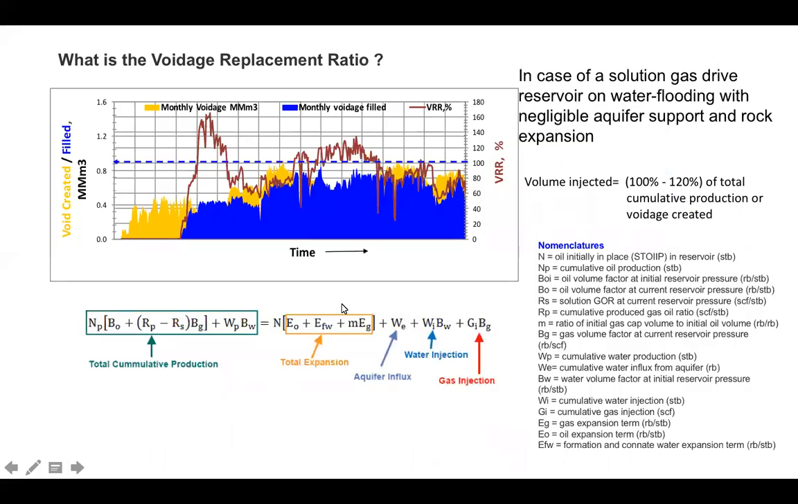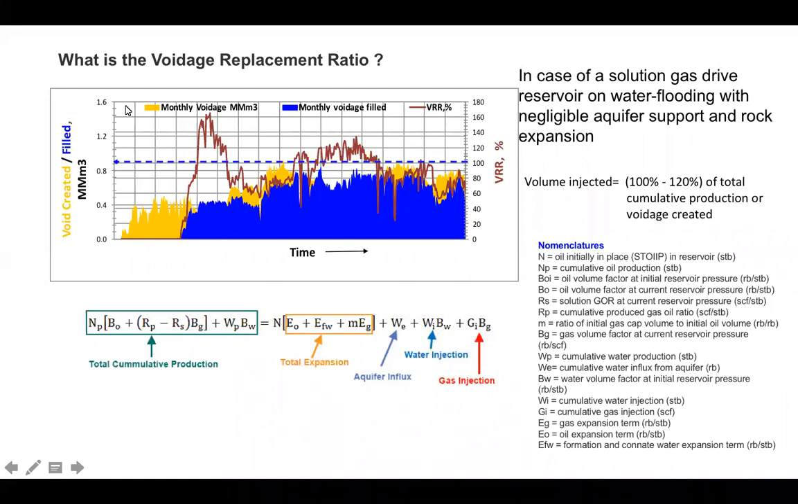Okay, I just spoke about cumulative voidage compensated. Now let me explain it a little bit for you all. I'm sure most of you here have seen this equation. On the left-hand side is the total cumulative production, and it is getting balanced by total expansion, aquifer influx, water injection, gas injection. This is your typical material balance equation. But what if the total expansion is negligible? There is no active aquifer in the field. There's no gas injection. So the total cumulative production has to be balanced with the water injection.